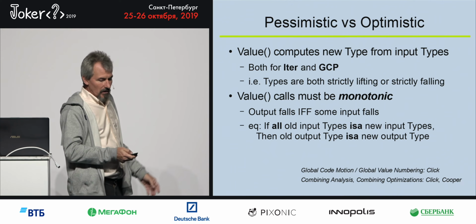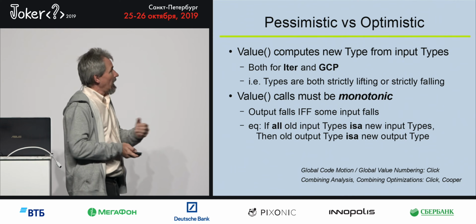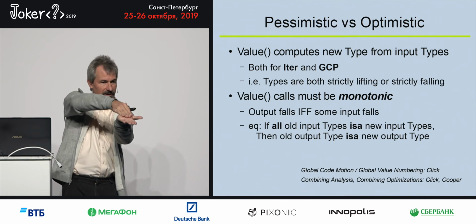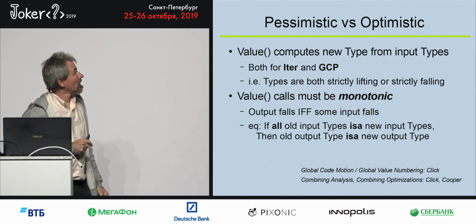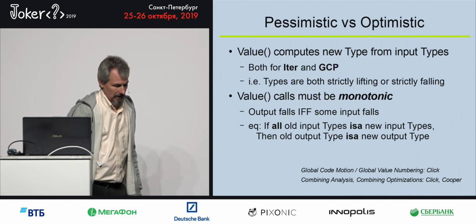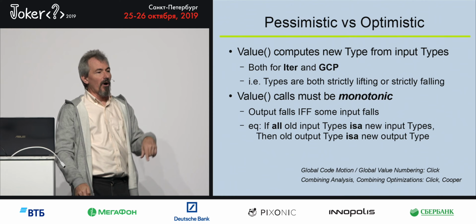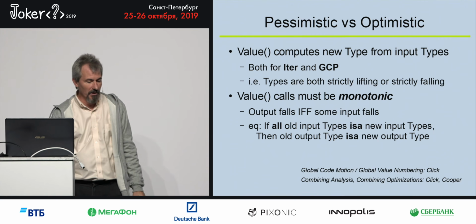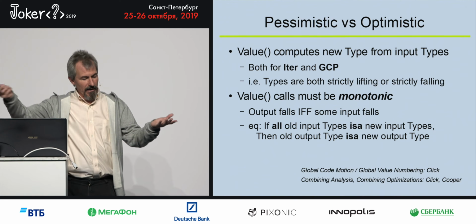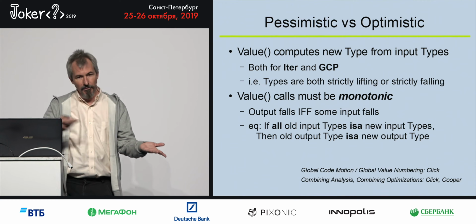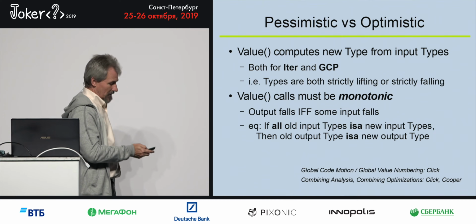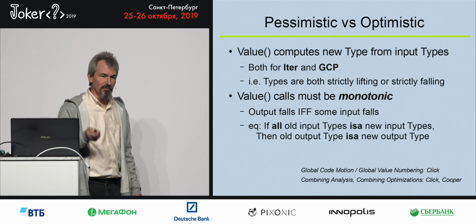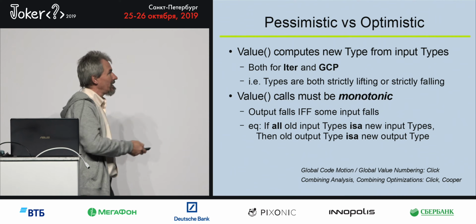So value call is used for both iter and GCP. In one, the types are strictly lifting, and in the other the types are strictly falling. And they touch, but they never go past each other, because GCP wins there. So the value call has to be monotonic, which means an output will fall if and only if an input falls. There's another way to look at it. If all your old input types are at least as high as your new input types, then an old output type will always be at least as high as the new output type. So, funny little math. It's not hard to make happen, but if you fail to get this right, then GCP will not terminate.